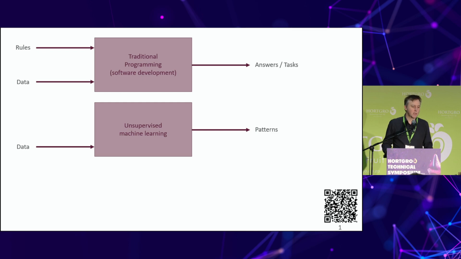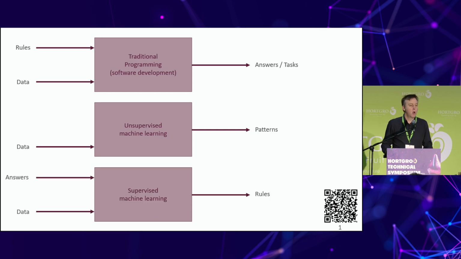But machine learning works differently. You provide data, and it actually gives you patterns in your data, or you provide it with data and answers, and it finds the rules automatically in your data based on those answers. And if you have the rules, you can then automatically build programs. So there's a loop between them.